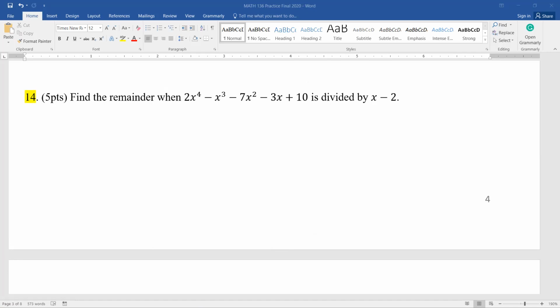If you have a problem like this one with x to the 4th, you should have 5 columns. Keep in mind, you have to account for any missing exponent. So if I start with x to the 4th, I should go down to x to the 3rd for my next term. But in this case, I do not have any missing terms. Then to find our magic number out to the side, remember we have to set what we're dividing by equal to 0 to get the x value, in this case, positive 2.